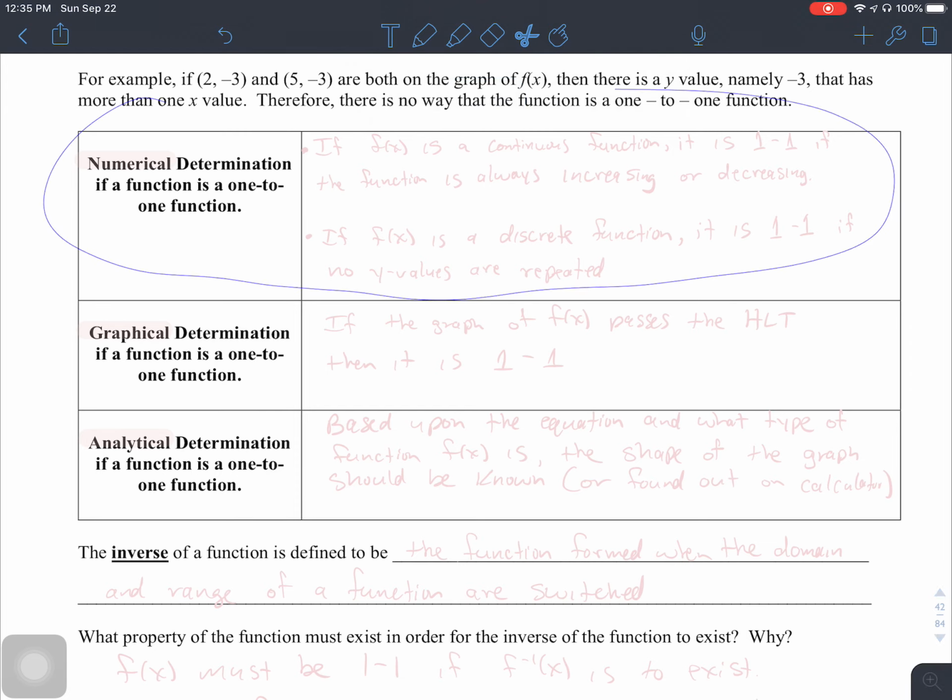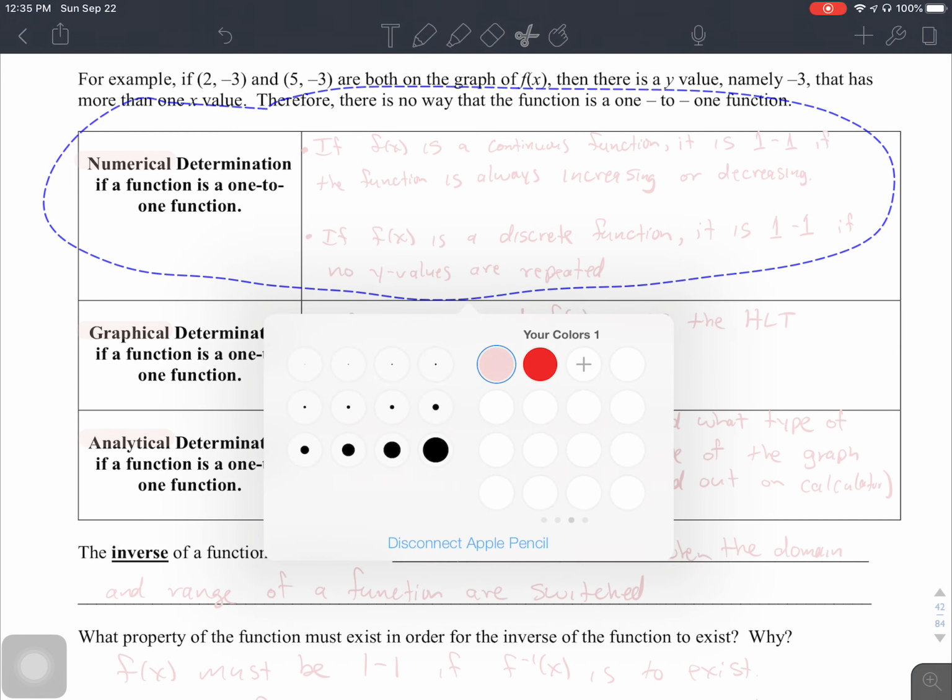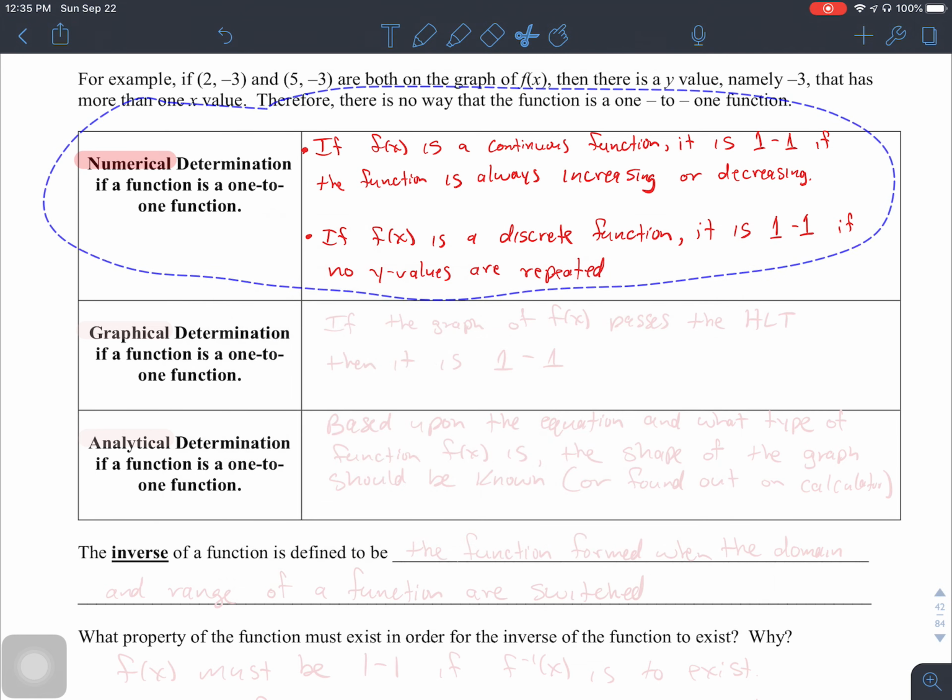Numerically, if f of x is a continuous function, it is one-to-one if the function is always increasing or decreasing. Well, what does that mean? That means that if you look at the graph from left to right, it's always going up or it's always going down, never horizontal, and never changes direction from increasing to decreasing.